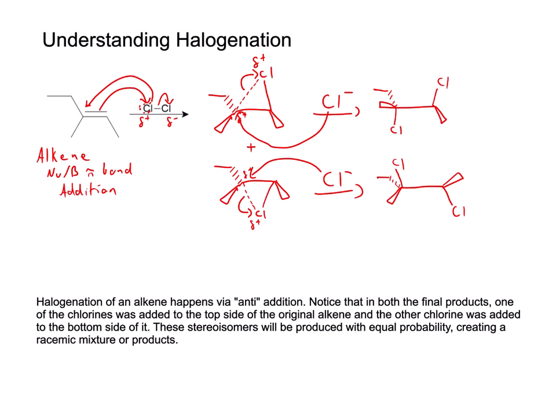Notice that in our final products, one of the chlorines was always added to the top side of the original alkene, and the other chlorine was added to the bottom side of it. These stereoisomers will be produced with equal probability, creating a racemic mixture of products.